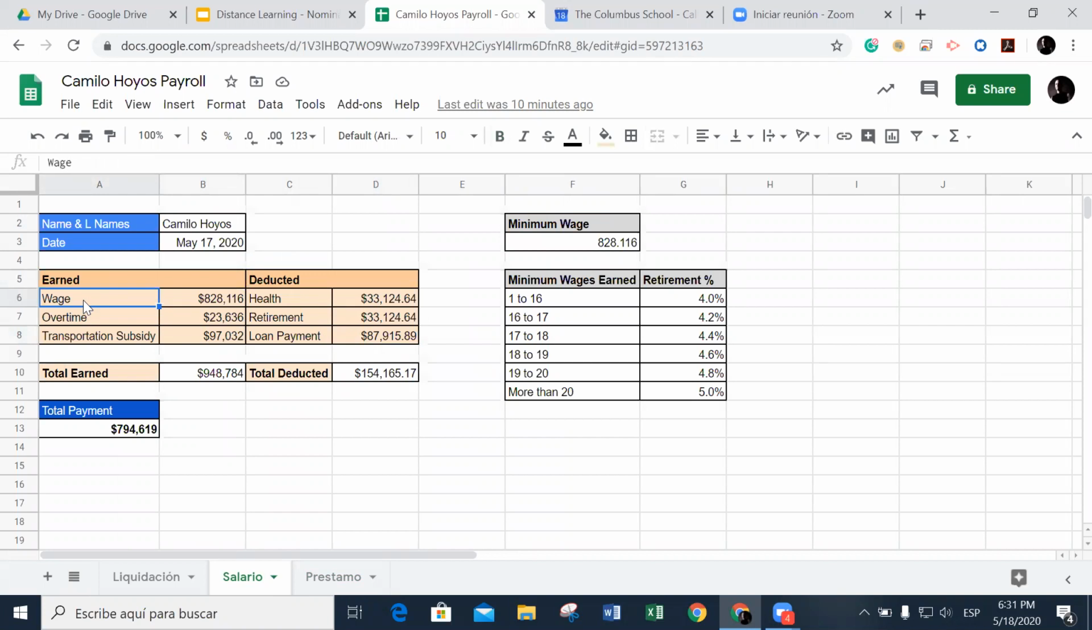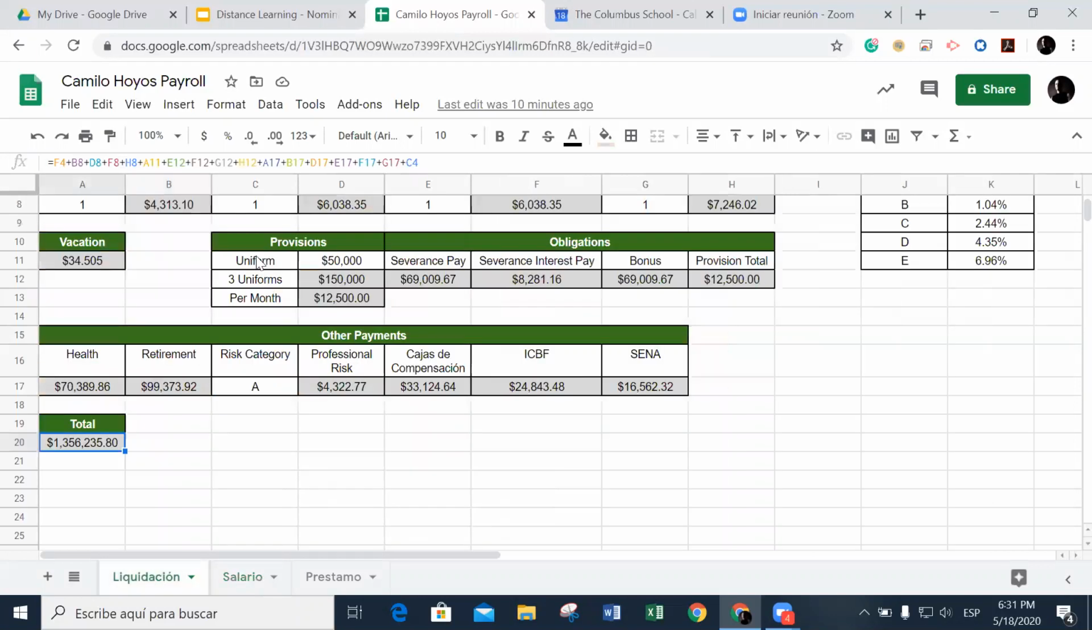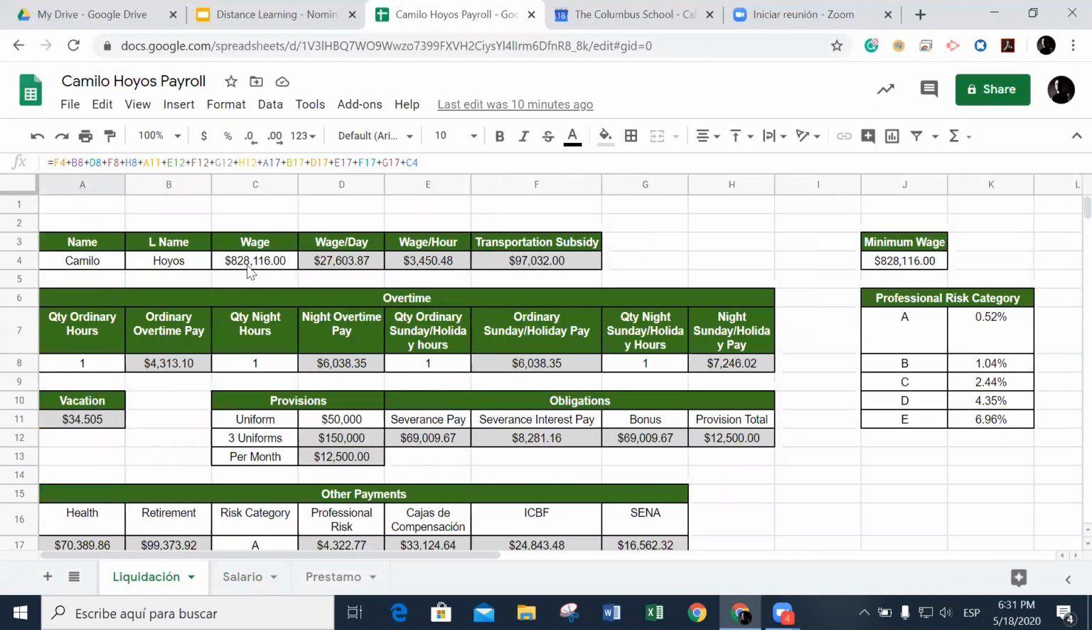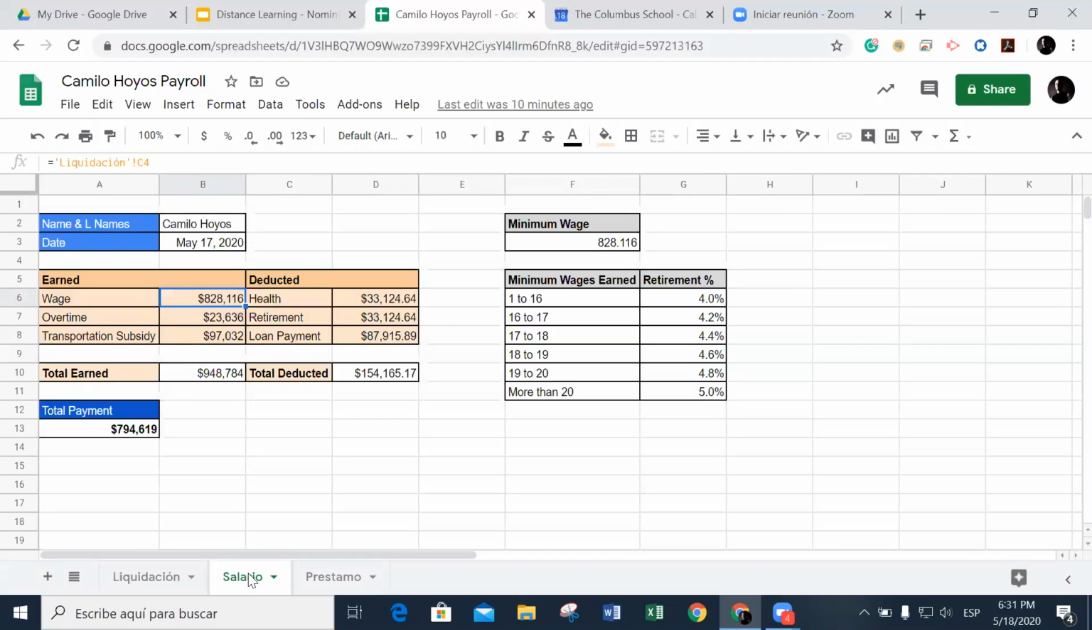The wage. Now this cell right here is literally, you type in equals. Notice this formula right here, equals. Then you go to the Liquidación sheet or tab, and then you find this cell, which is where the wage is. So you type in equals, then you go here, and then you look for the wage, which is right here, then you click on this. That way, that formula is referencing this cell right here. Don't type in numbers because that is absolutely a no-no. Don't type in numbers, type the cell, right? Now it is referencing that cell.